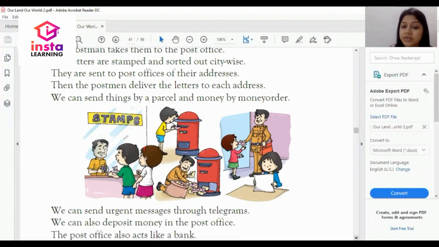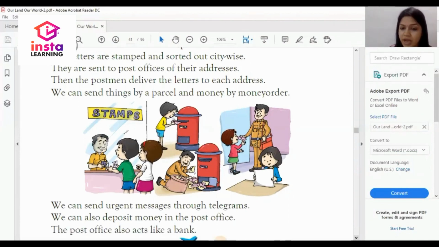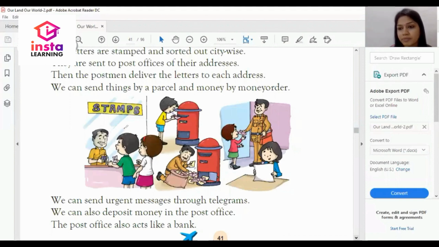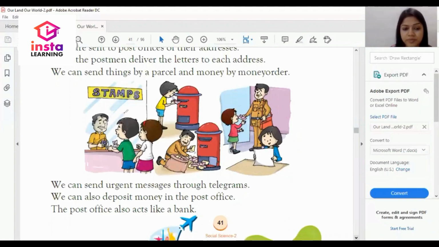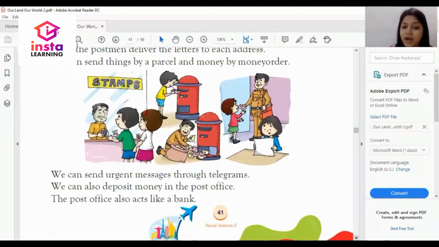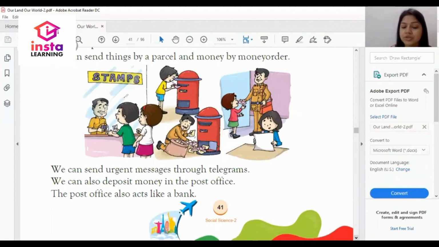We can send things by a parcel and money by a money order. We can send urgent messages through telegram. हम टेलीग्राम के थ्रू अर्जेंट मैसेजेस भेजते हैं.